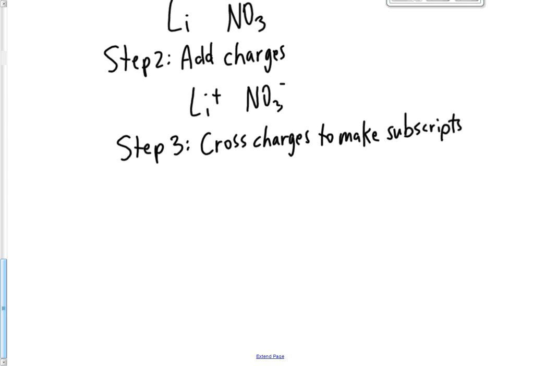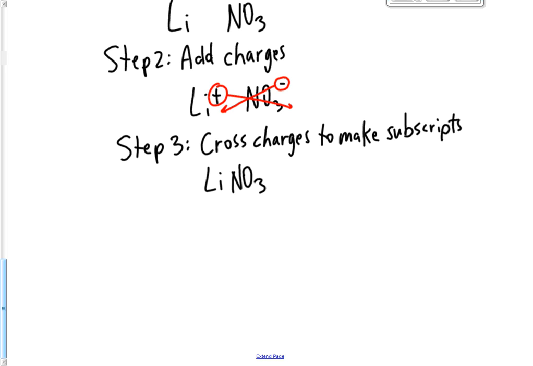Okay, so we're going to take our charges here. There's a +1 and a -1. Right, and we're going to cross them down. That creates Li. Okay, we took our -1. Because it's a 1, we're not going to write it. And then our NO3. So there's our answer.